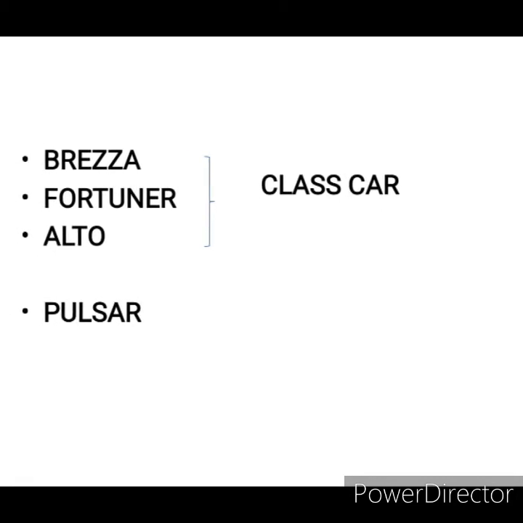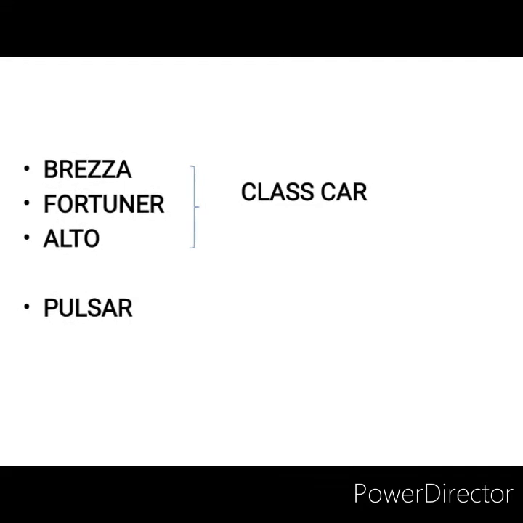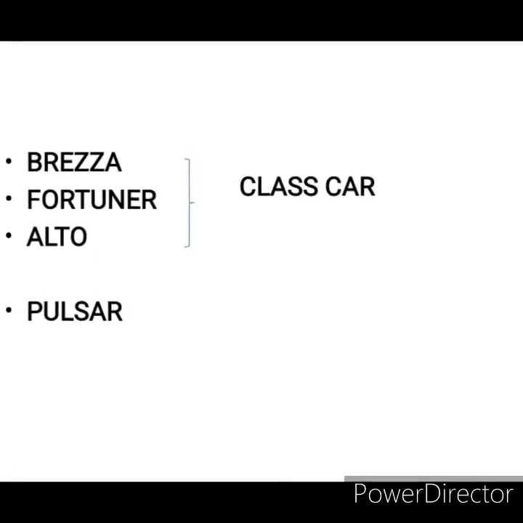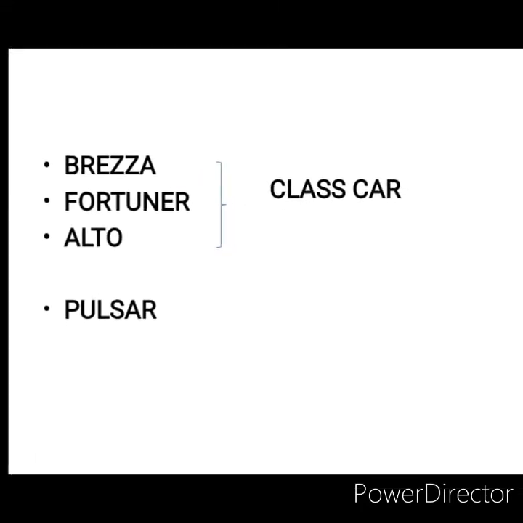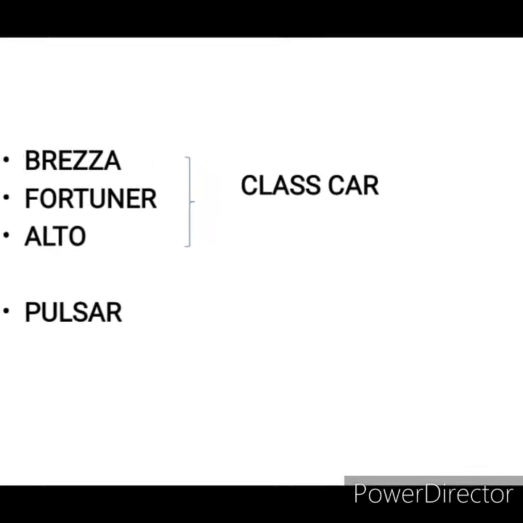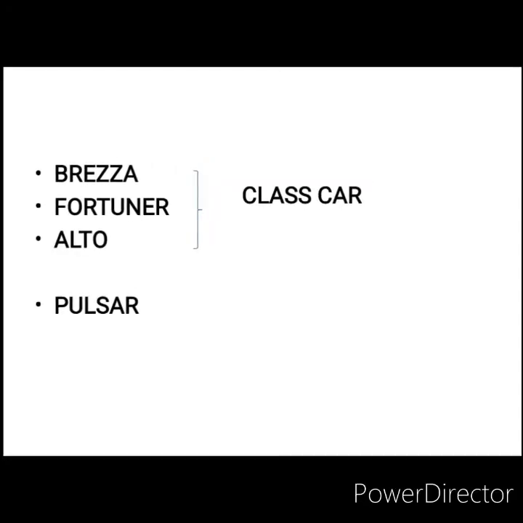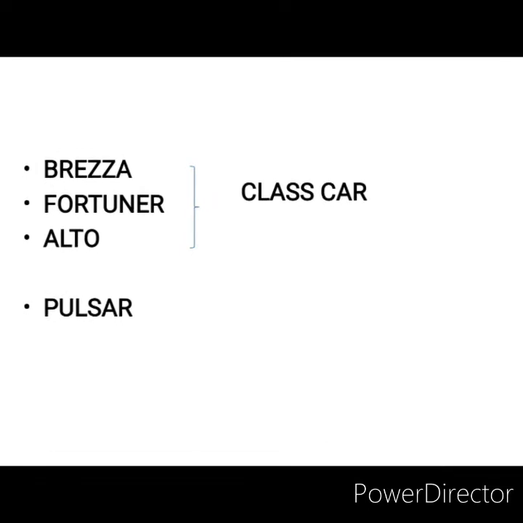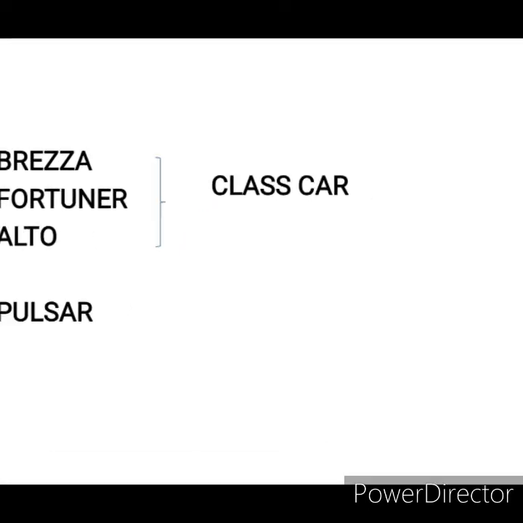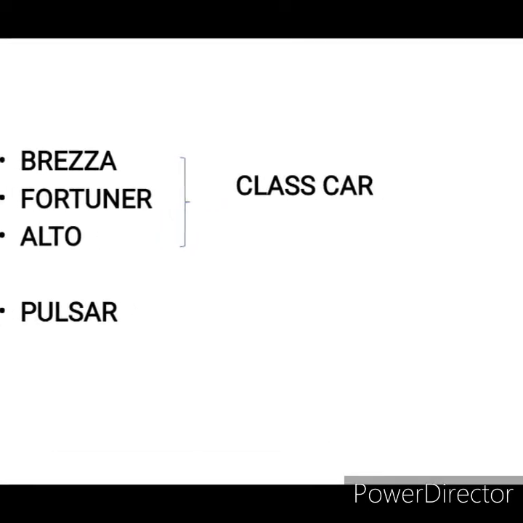So, here we are grouping the objects of a similar kind, which is called a class. All these together, that is Brezza, Alto and Fortuner, can be grouped together as a class which is called a car.